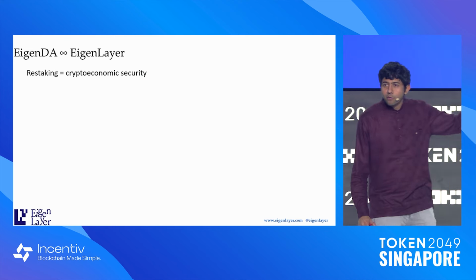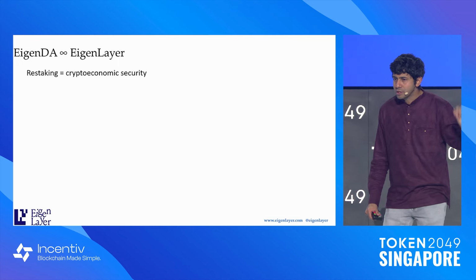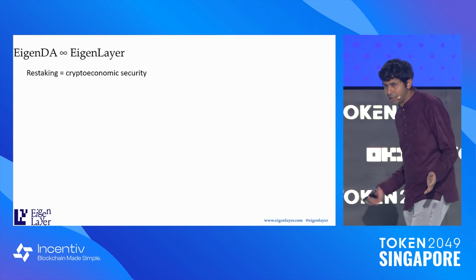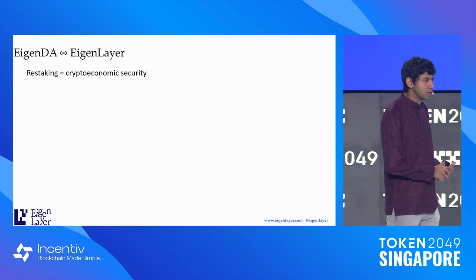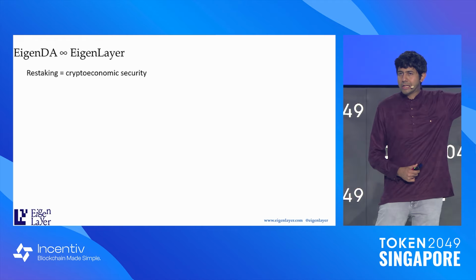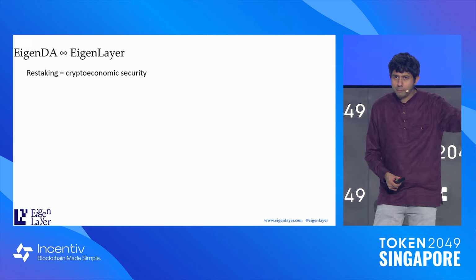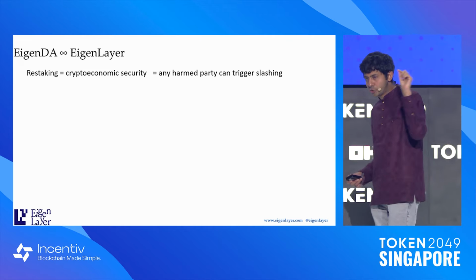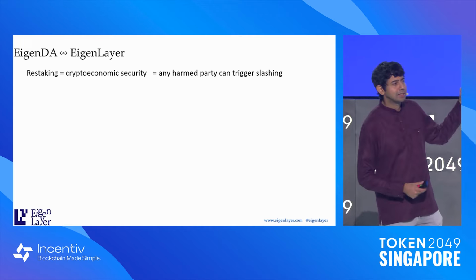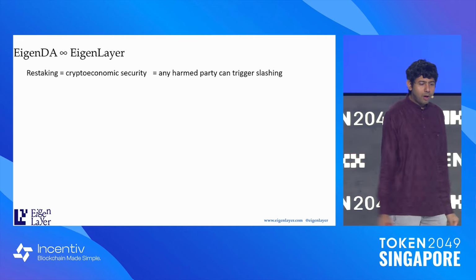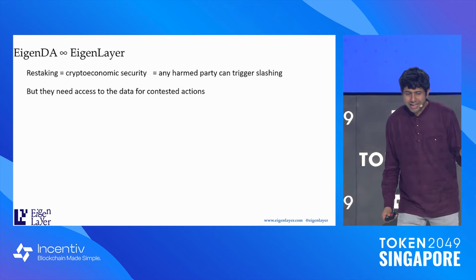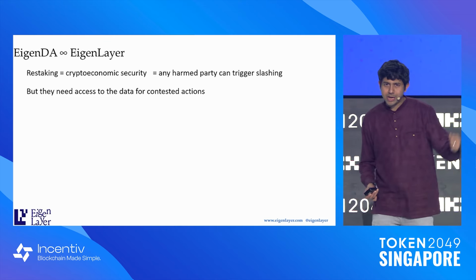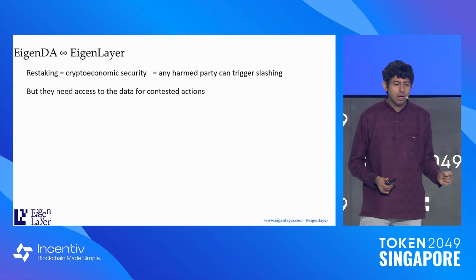Beyond EigenLayer, we're building a product called EigenDA, which is a hyperscale data availability service. Many people wonder, why is the restaking protocol building a data availability service? What is restaking? Restaking is economic security. You promise that if something goes wrong, any harmed party can trigger slashing and enforce the correct economics. However, for a slashing party to enforce the economics, they need access to the data. If I don't even know what the data is, how am I going to challenge that this computation is wrong?